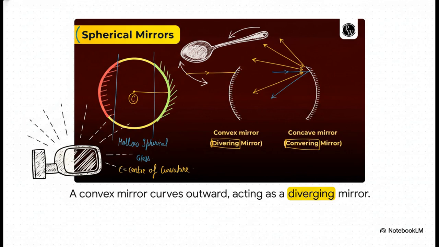Now, what if we flip that spoon over and curve the mirror outward? Well, now we have a convex mirror, and it does the exact opposite. It takes those same parallel rays and just spreads them out, scattering them. They diverge. This scattering effect is exactly why the passenger side mirror on your car says objects in mirror are closer than they appear. It's a convex mirror giving you a wider view.